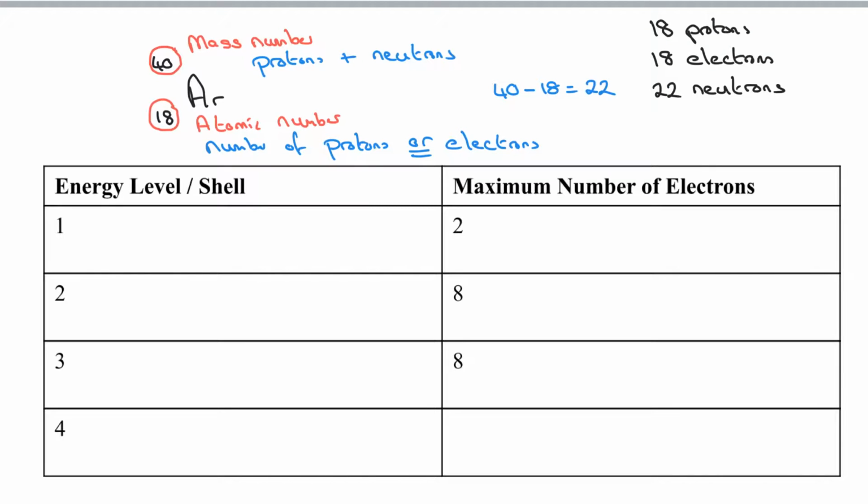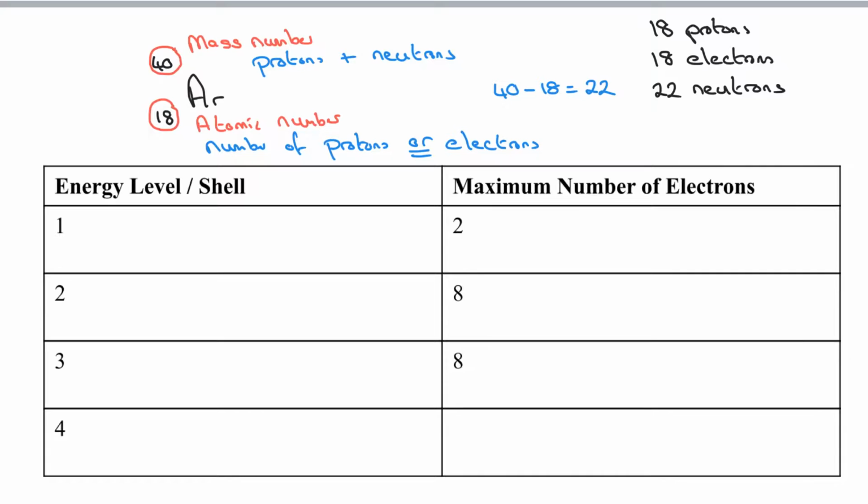Now it's important to realise that the atomic number and the mass number have to be whole numbers. It's impossible to have half a proton or half a neutron. I'll explain in a later video why on the periodic table some of the mass numbers aren't whole numbers. That's because they're relative atomic masses, but that will come later.